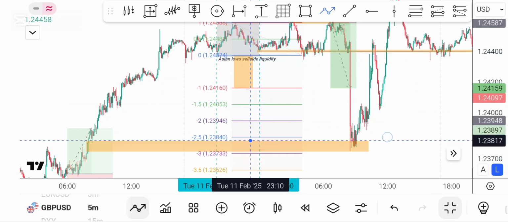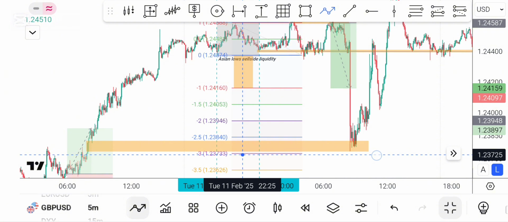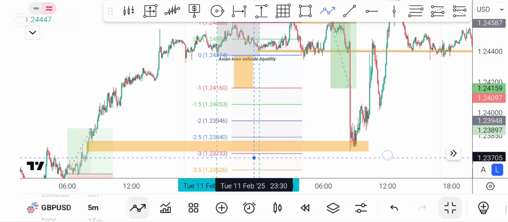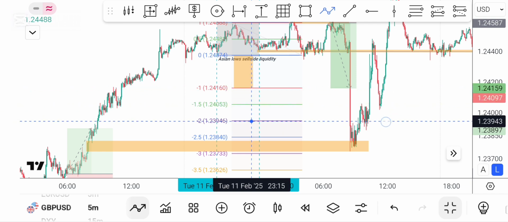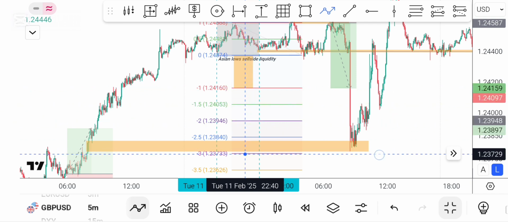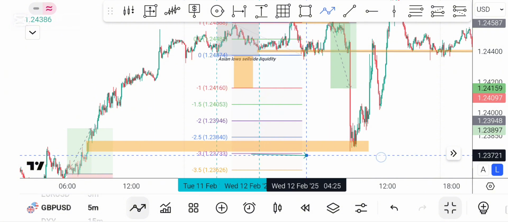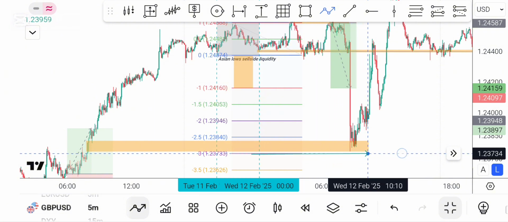I said if the market trades below 3 standard deviations, then you should cancel your bias. But see, the market did 1 standard deviation here, 2 standard deviations here, 3 standard deviations. So you could actually be looking for buy opportunities at 3 standard deviations, and you'll still be okay. You'll still be very correct, okay.